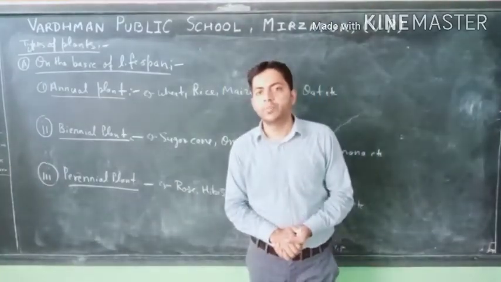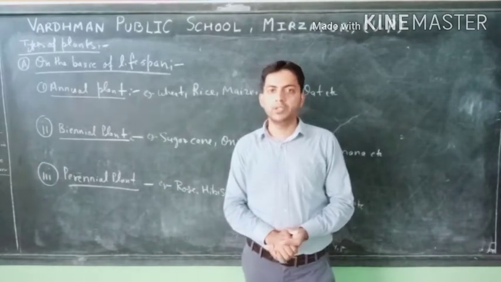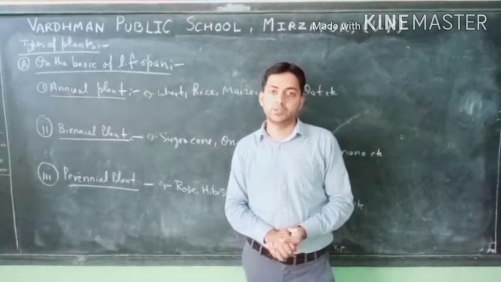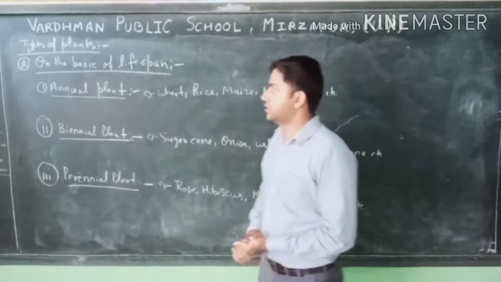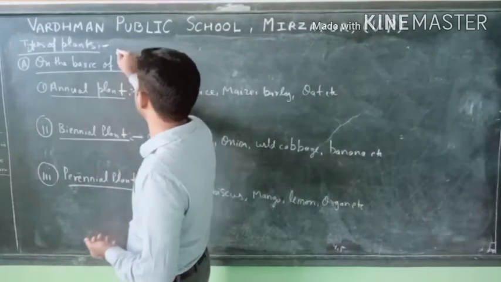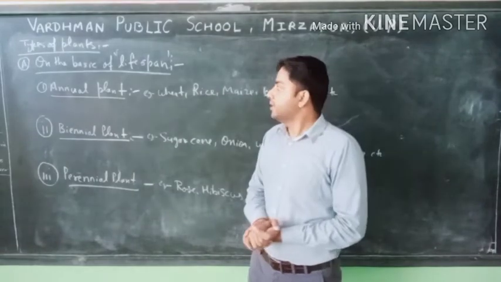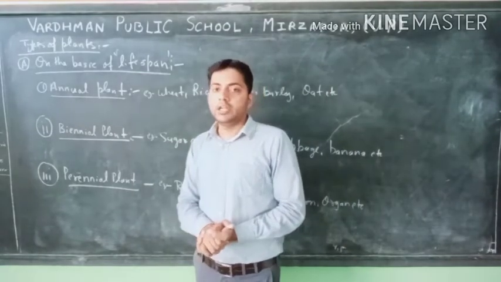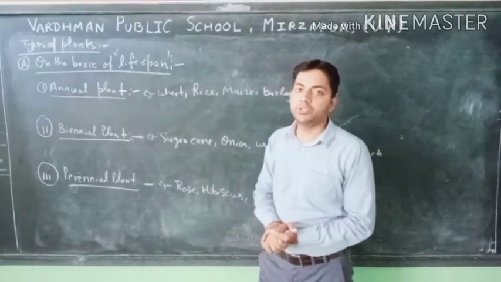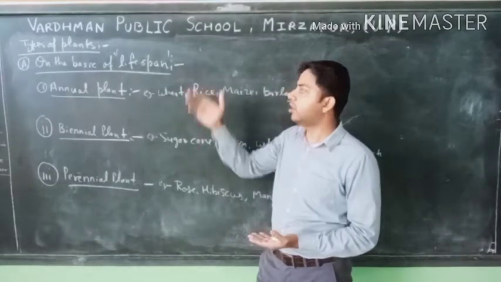Now I am going to explain the types of plants on the basis of morphological appearance. So first of all, let us discuss the types of plants on the basis of lifespan. The lifespan can be said to be the time period from seed germination up to the death of a plant.